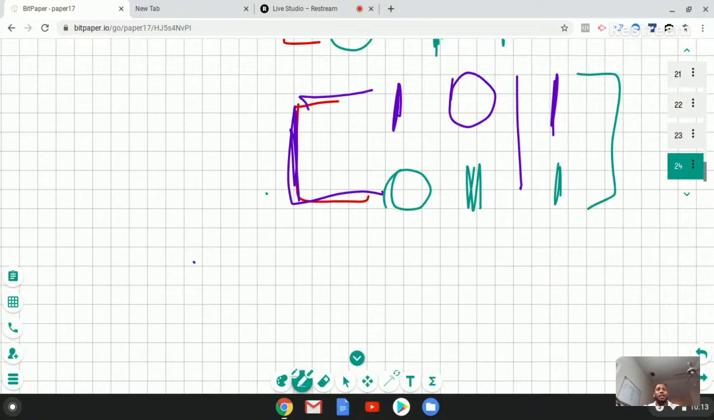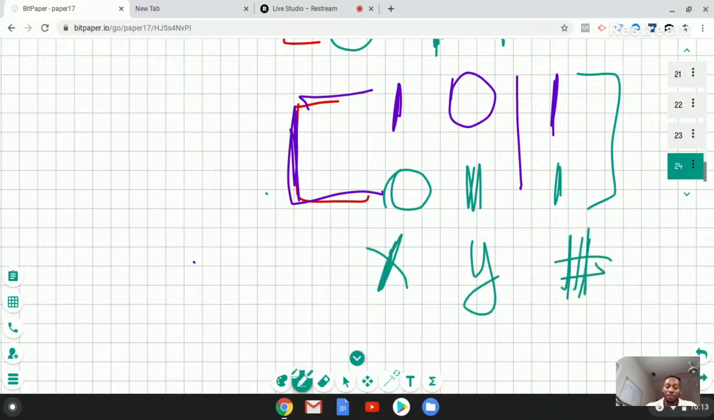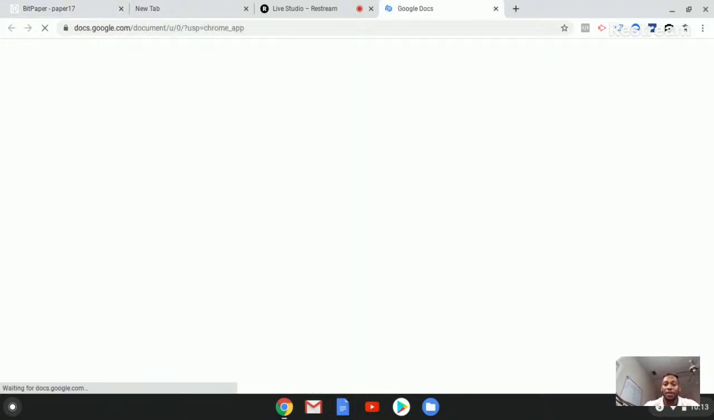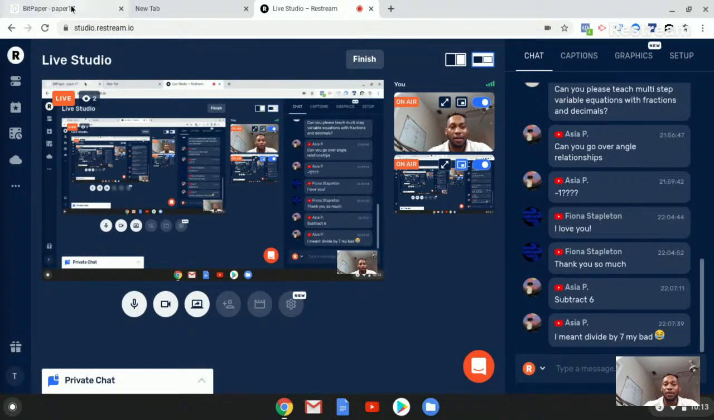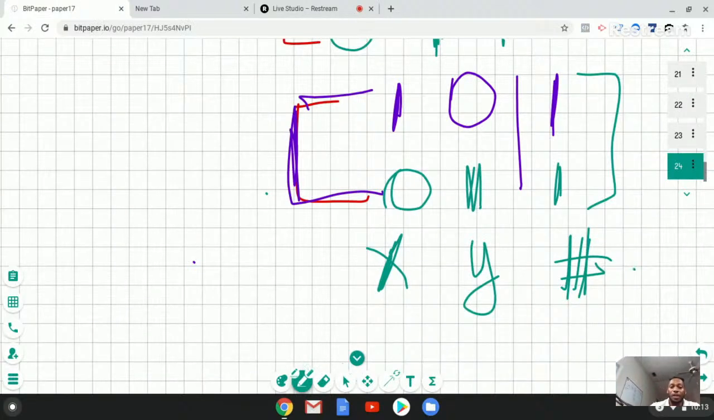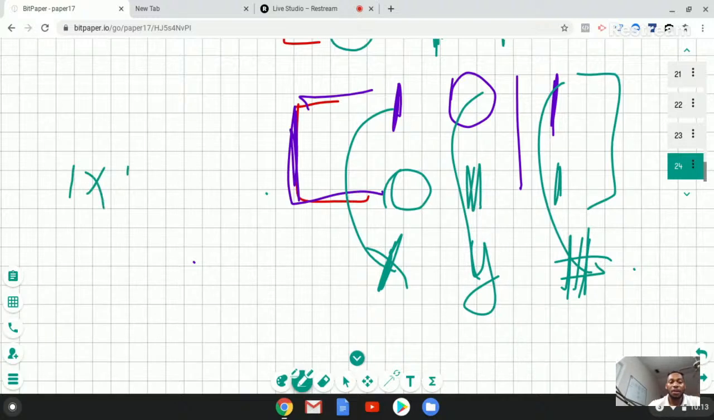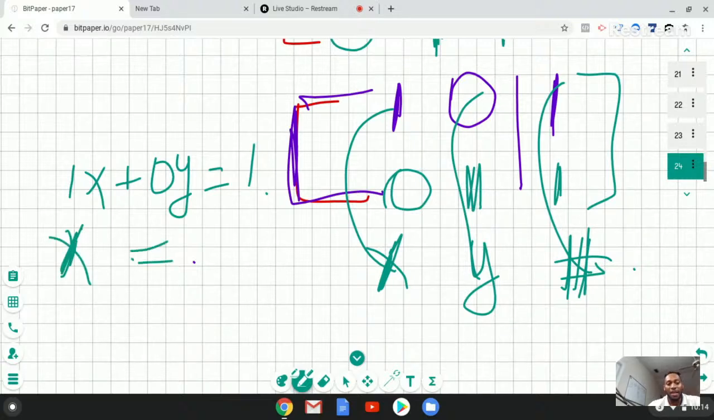So what this is saying is, if you think of these as X, and you think of this as Y, and you think of those as your numbers, so X, Y, and your numbers. So what does that tell you? This is 1X plus 0Y is equal to what this number is, 1, right? 1X plus 0Y is equal to 1. That's the same thing as X. 0 times Y is 0, so X is equal to 1. That's how you solve for X.